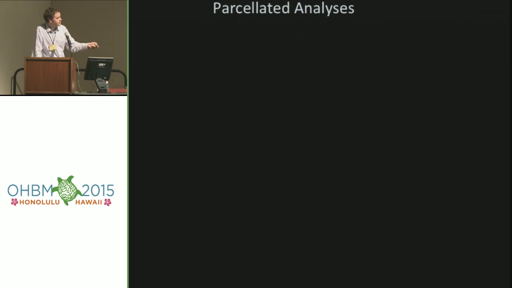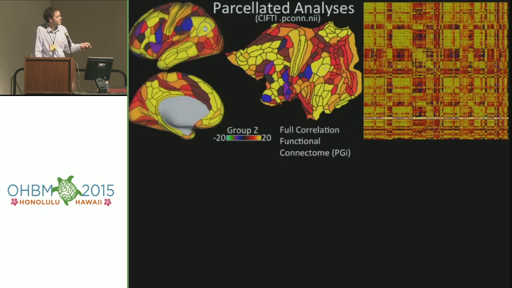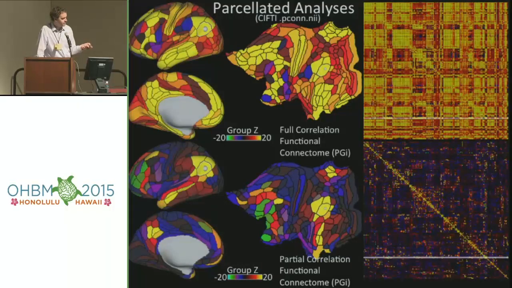Other parcellated analyses, well, this is going to be another example with functional connectivity. So if we put a seed here in the PGI, in the middle of the task negative network, that's the full correlation. And the partial correlation, we can see nicely this network lighting up very specifically.